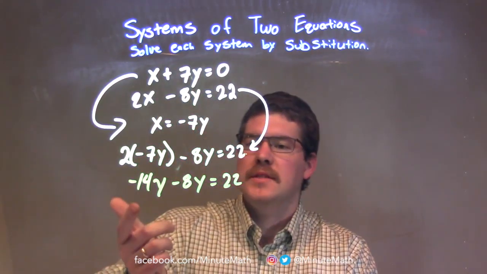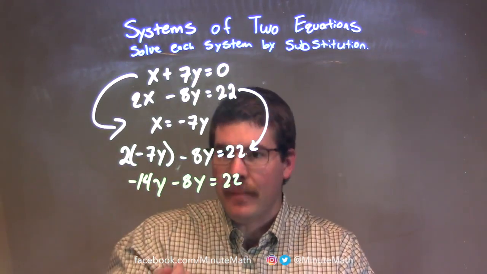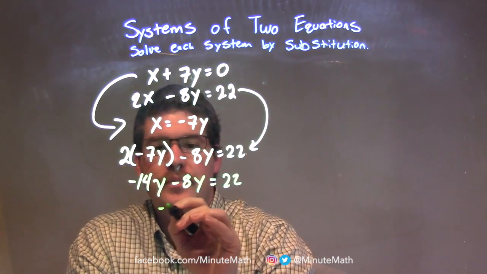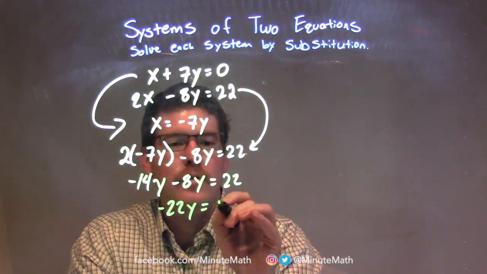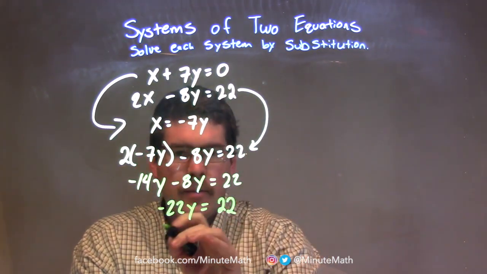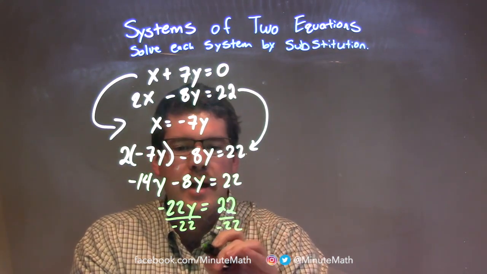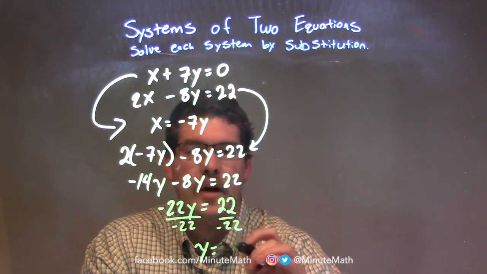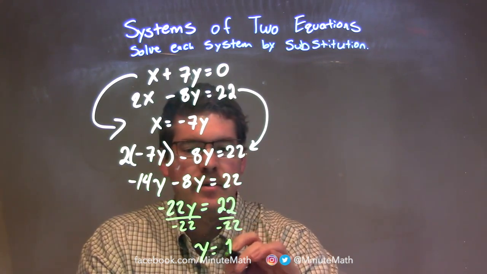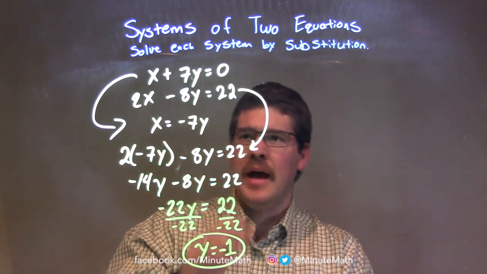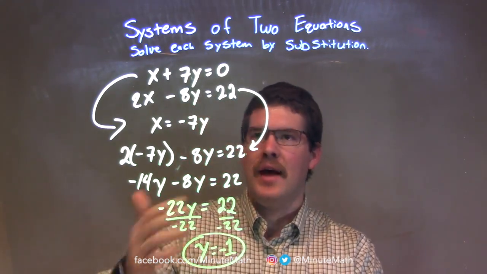From there, -14y minus 8y, we need to combine those together, and we have -22y equals 22. From there, we get y by itself, divide both sides by -22. And I'm left with y equals 22 divided by -22, which is -1. Okay, so now we have our y value, we need to find our x value.